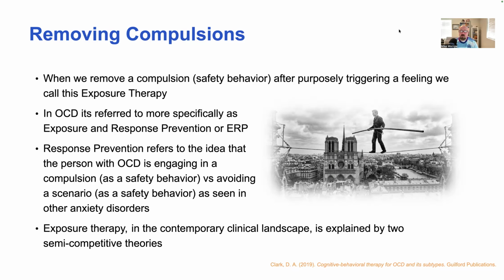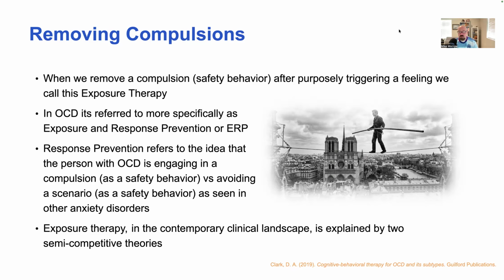So in OCD, we refer to it more specifically as exposure and response prevention, or you'll often see it in the form of ERP, shortened to ERP. So response prevention refers to the idea that the person with OCD is engaging in a compulsion as a safety behavior versus avoiding a scenario as a safety behavior, as seen in other anxiety disorders. So, meaning, why are we calling it response prevention, like exposure and response prevention, where other exposures might be exposure to phobia or prolonged exposure for PTSD, things like that?